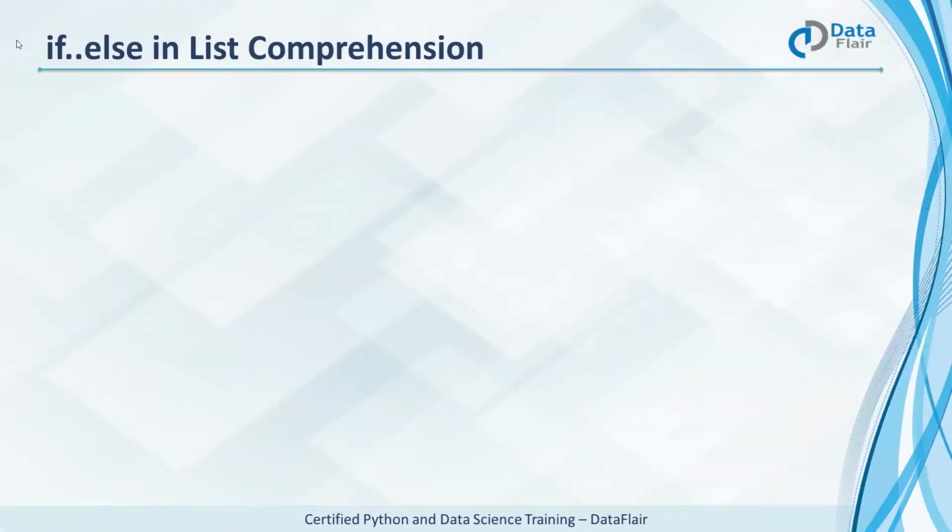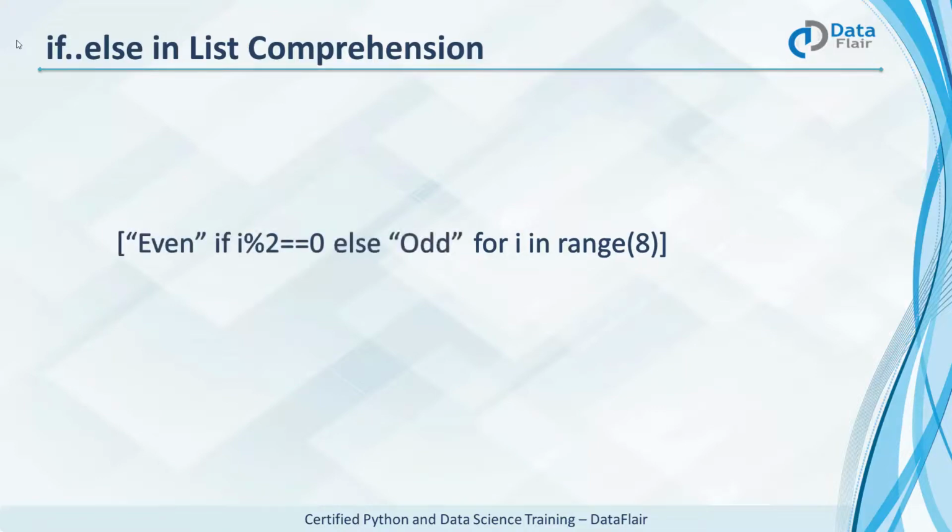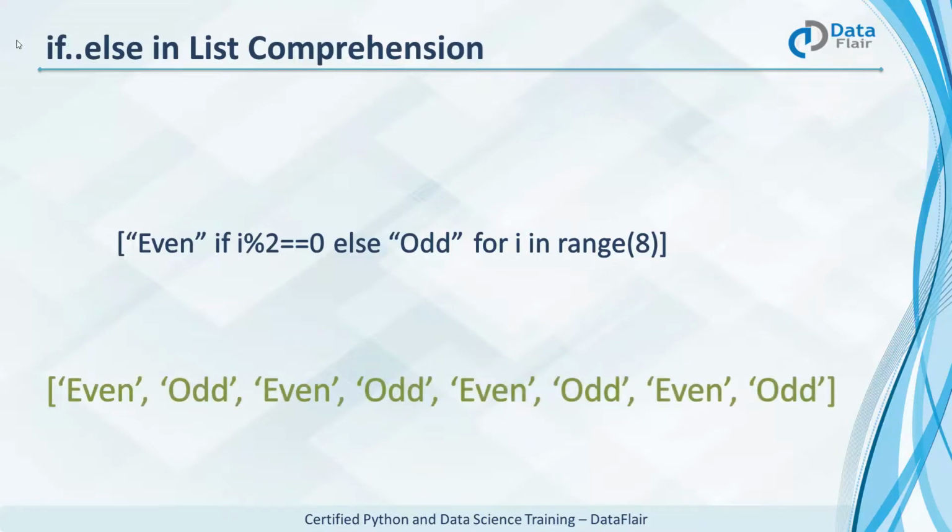If we can put an if in a list comprehension, we can also put else. 0 to 7. For even integers, print even. For everything else, print odd. Beginning from 0, we get even, odd, and so on until odd for 7.